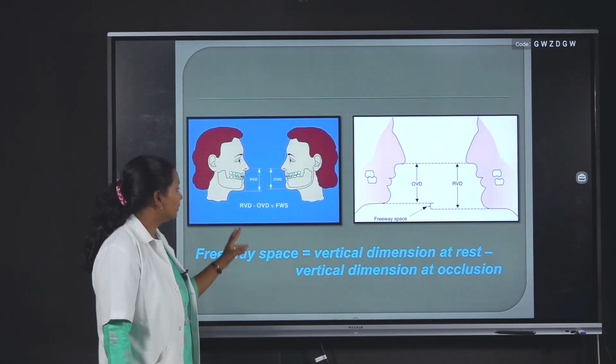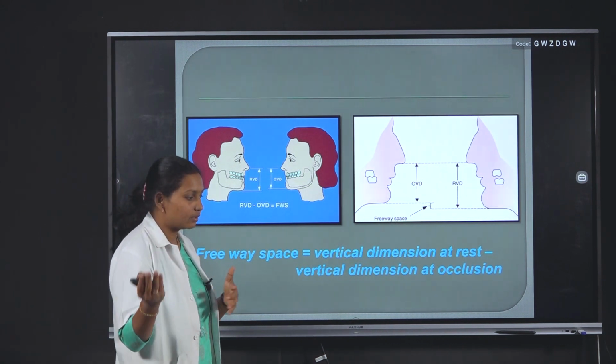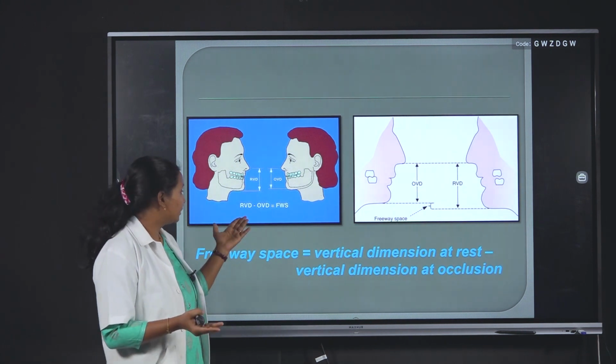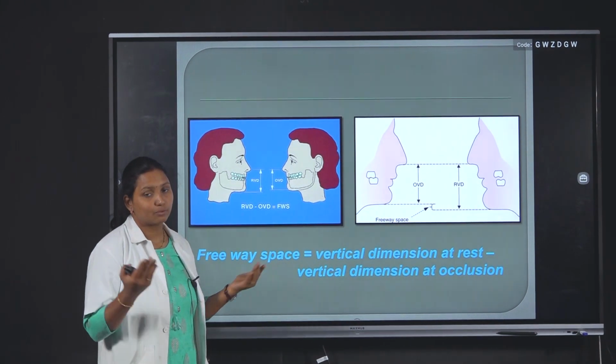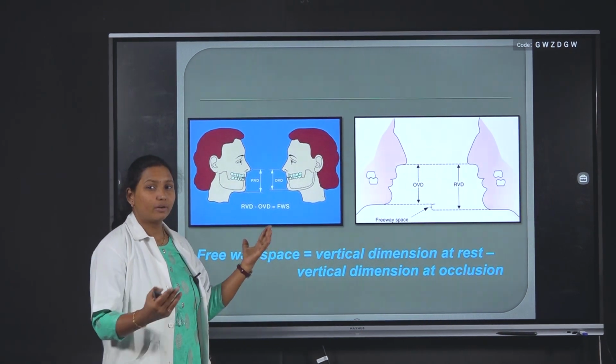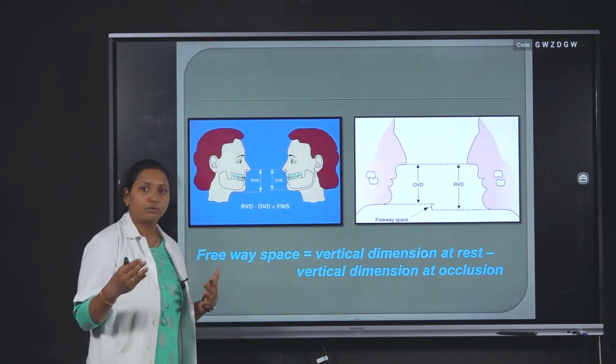So if you get 52 of vertical dimension at rest and you got vertical dimension at occlusion as 49, if you subtract that value, you will be getting 3. So it is in between 2 to 4 mm. Ideally the freeway space should be 2 to 4 mm.